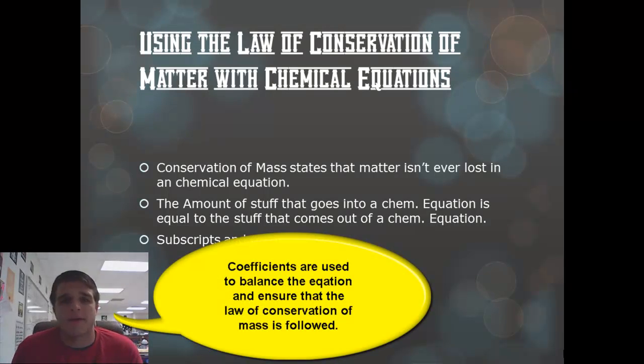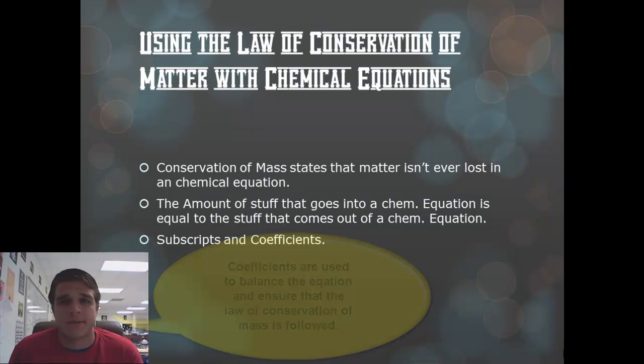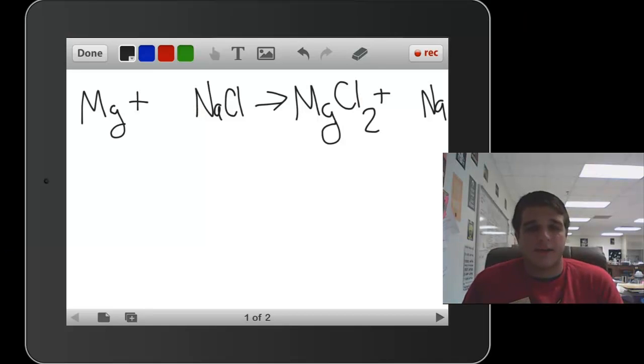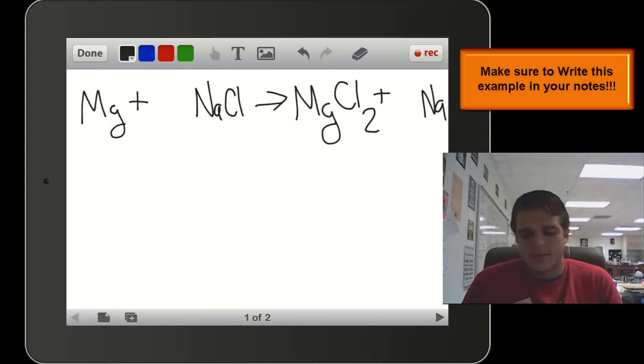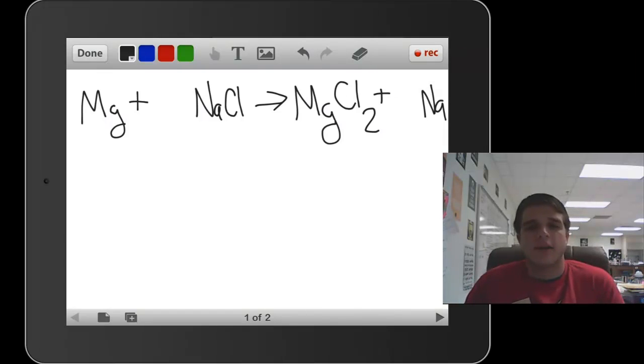So let's show an example of the law of conservation of mass. This is our first example here. As you can see, we have Mg plus NaCl yields MgCl2 and Na. That means that magnesium and sodium chloride, which is salt, go into a reaction, and we generate magnesium chloride and sodium.